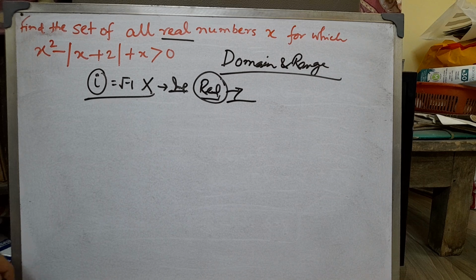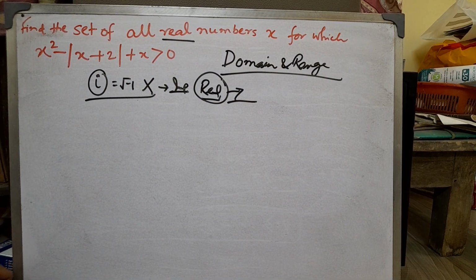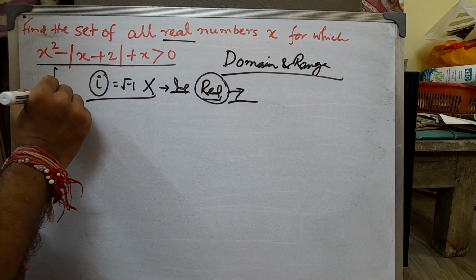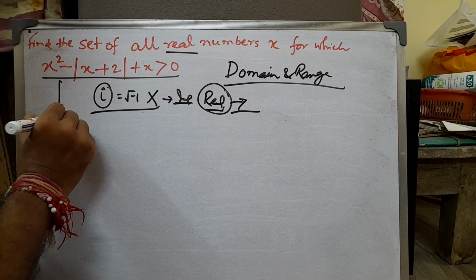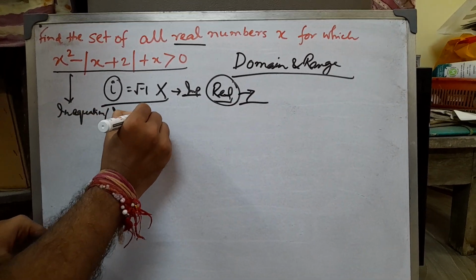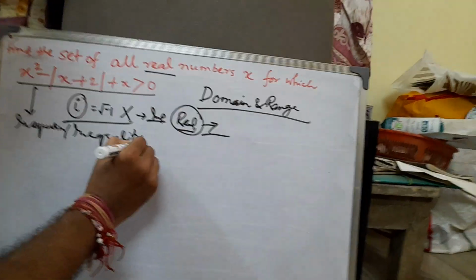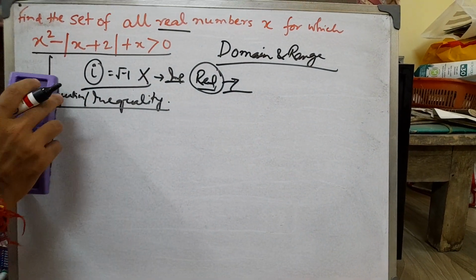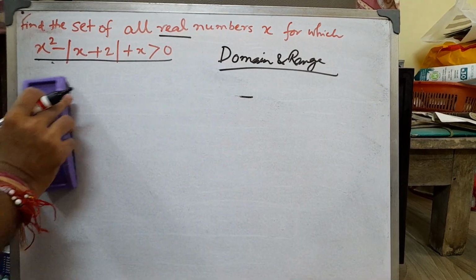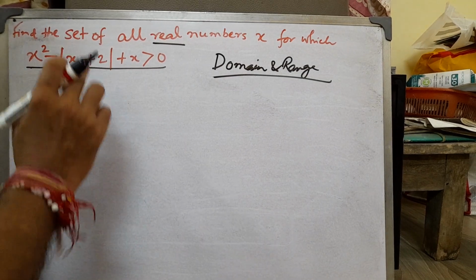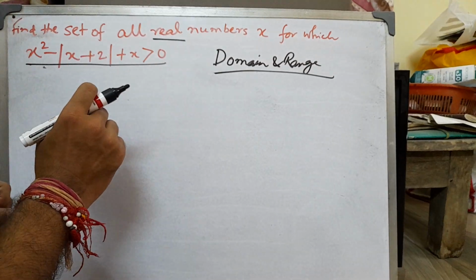Okay, so that is the set of real numbers x for which this inequation can be solved. Inequation or inequality. We generally say that it is an inequality problem. Okay, so let's solve the problem. Here we can see x square minus mod of x plus 2 plus x is equal to 0.